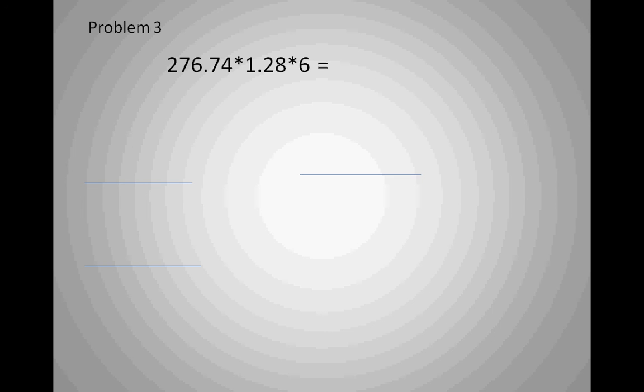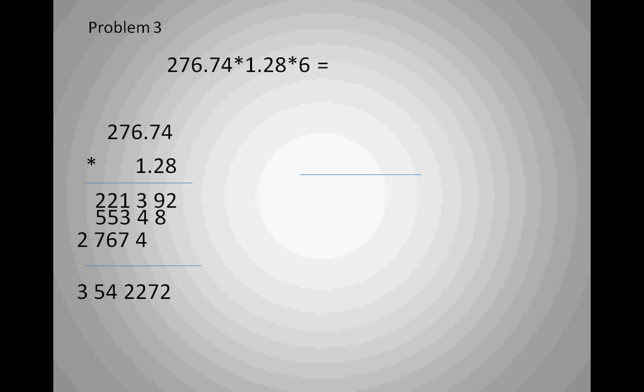Here comes another problem. 276.74 times 1.28 times 6. This problem also has to be separated into 2 parts. Line up 276.74 with 1.28 by their place values. And then start solving the problem. The answer that you solve will be 3542272.